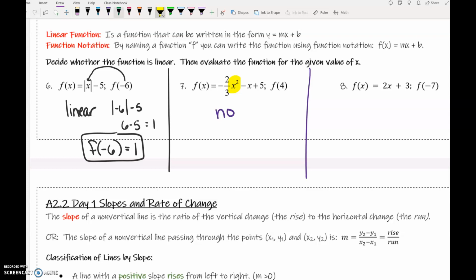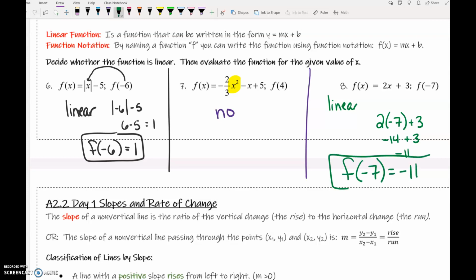Number 8, is it linear? Yes, this one is linear because it's a plain ordinary x. Let's plug in -7. 2 times -7 plus 3. What is 2 times -7? -14. And -14 plus 3 is -11. Technically, you should write f of -7 equals -11, because then we can see the input and the output.